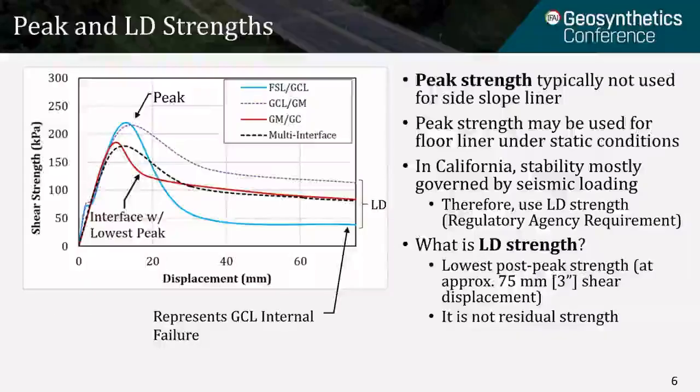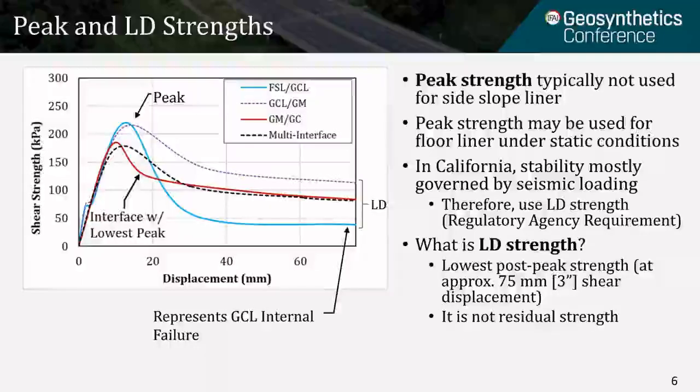This slide shows shear strength versus shear displacement plots from single and multi-layer interface tests performed for one of the projects. The peak strengths and large displacement strengths are identified. The critical interface in this case would be geomembrane versus geocomposite, as it has the lowest peak strength. The foundation soil layer versus GCL interface has the lowest large displacement strength, but this interface would never fail. The peak and large displacement strengths from multi-layer interface match the single interface test results for the critical interface.